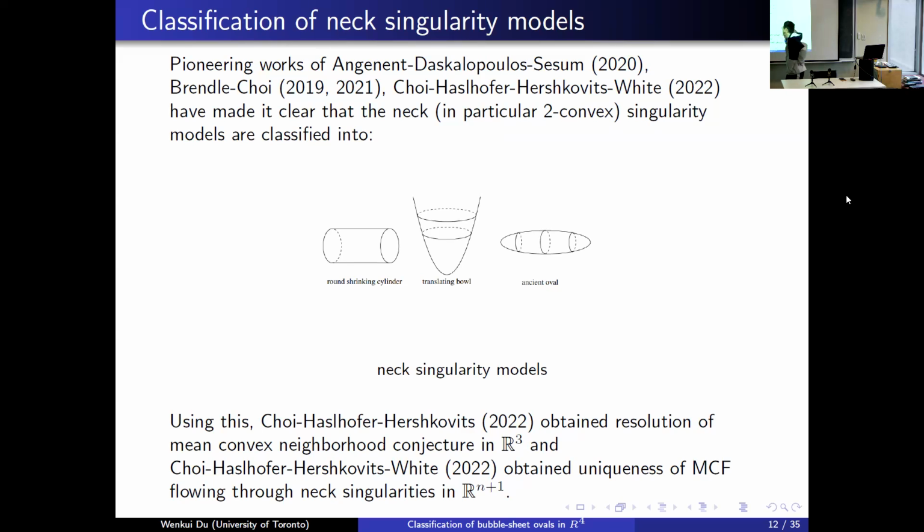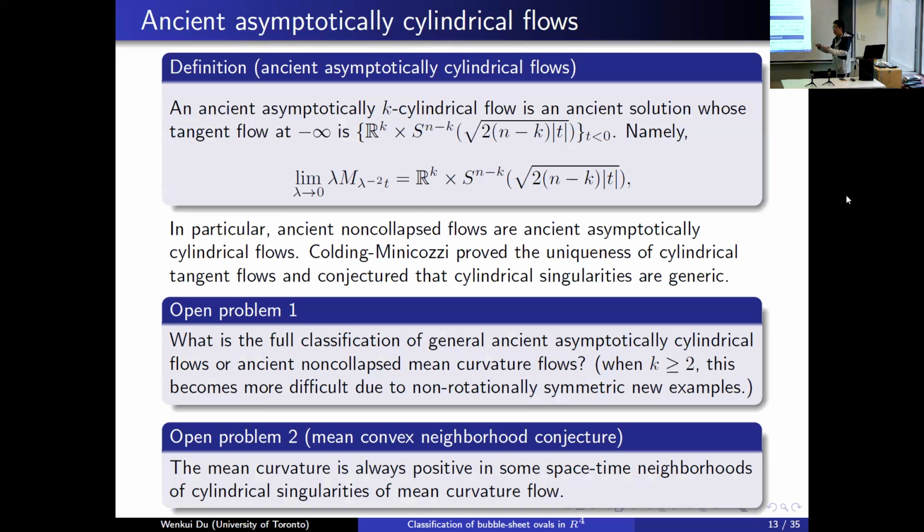In higher dimensions, Choi, Haslhofer, Hershkovits, and White obtained the uniqueness of mean curvature flow flowing through the singularity when it is just one R factor cylinder. But how about if we have more R factor cylinders?